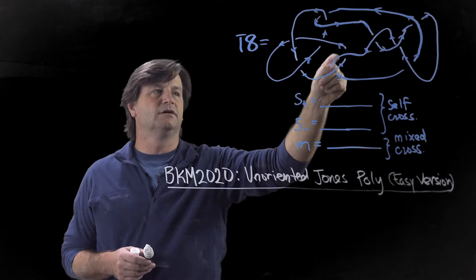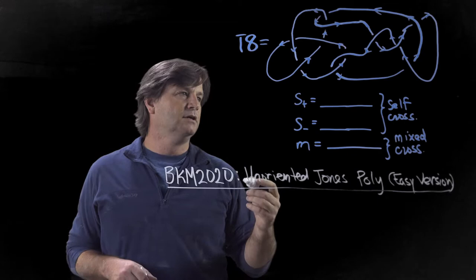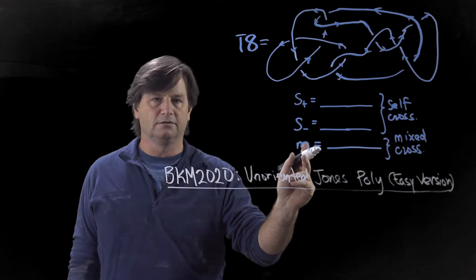And if we do that, this is essentially how you can build an unoriented Jones polynomial, and of course an unoriented Khovanov homology, by studying where the components link themselves and where they link each other.